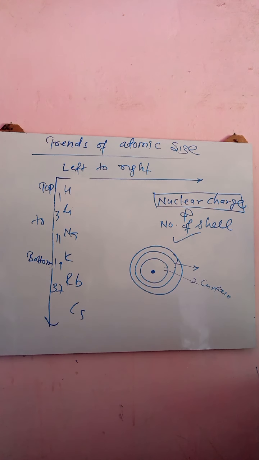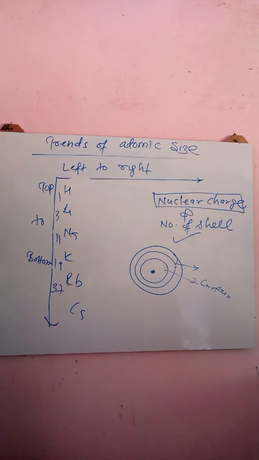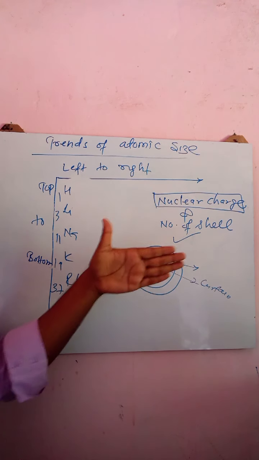You cannot say that nuclear charge is increasing, so size should be small. Here, the number of shells will dominate over nuclear charge. How? The shells in between will play the role of a curtain. They will reduce the nuclear pull. Why? Because they act as a curtain, they act as a wall.